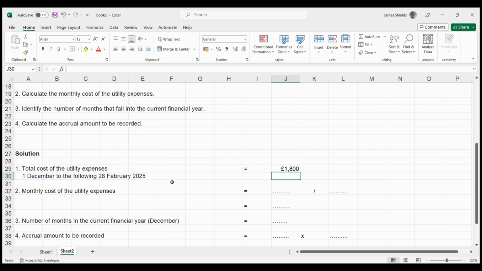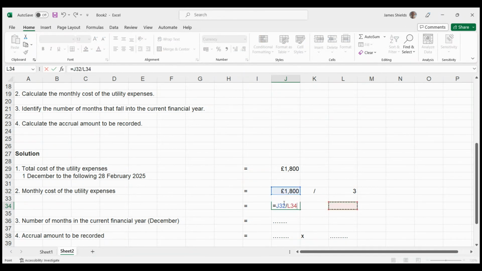Now the monthly cost of the utility expenses is going to be the total cost divided by the number of months. So here it goes from December, January, February. So that's going to be 3 months. So the actual monthly cost then is going to be £1,800 divided by 3, which gives us £600.